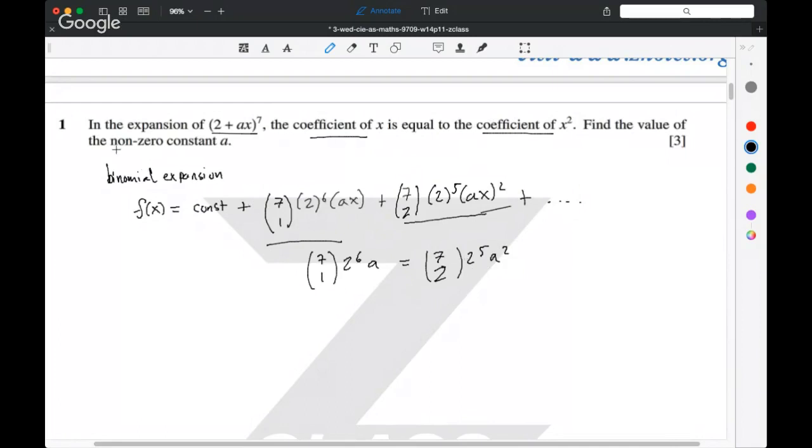And you're told that a is non-zero. Therefore, you can divide by a on both sides. And then you just take all this stuff over and you solve for a. And that's all there is to it. So it's just plugging into the binomial expansion in the formula booklet.